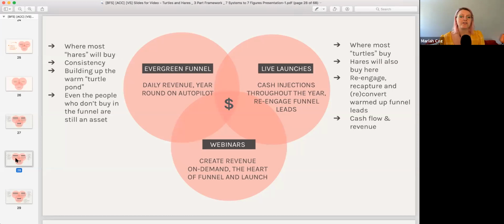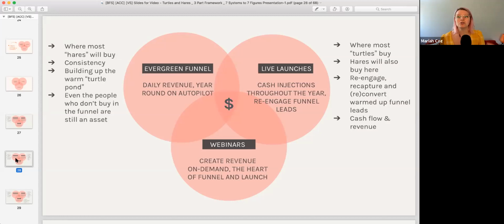And they're also a way for you to re-engage those funnel leads who did not buy the first time they went through your evergreen funnel. Okay. Now, most people design their business backwards, right? And they think that the live launches are the key and that they're the main part of everything. But in our model, the live launch's purpose is to re-engage, recapture, and convert those warmed up funnel leads, those turtles who didn't buy in the evergreen funnel.